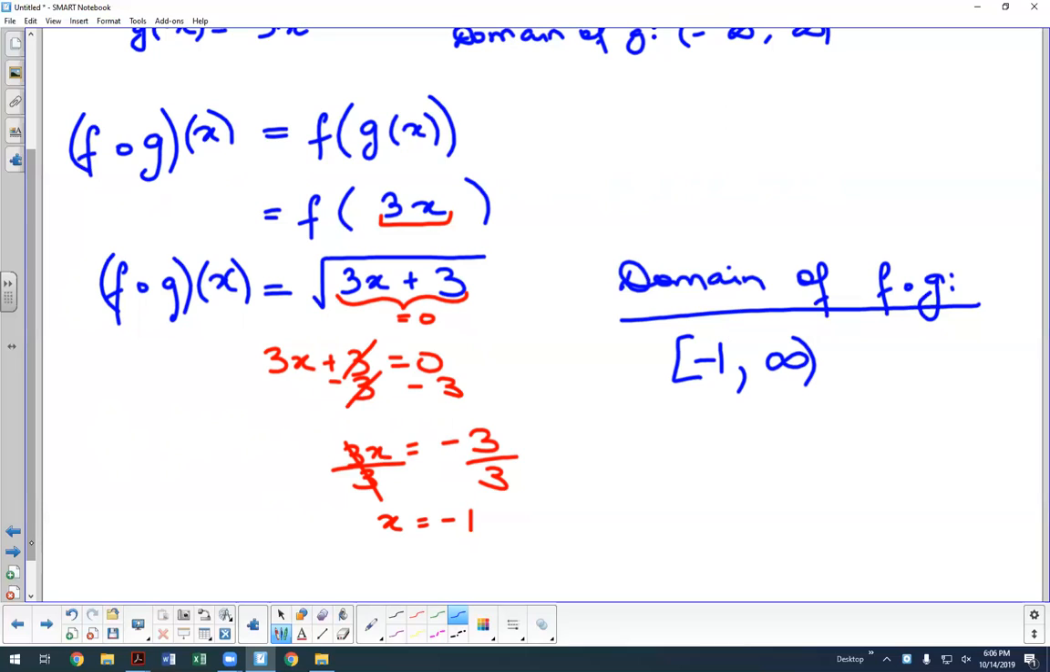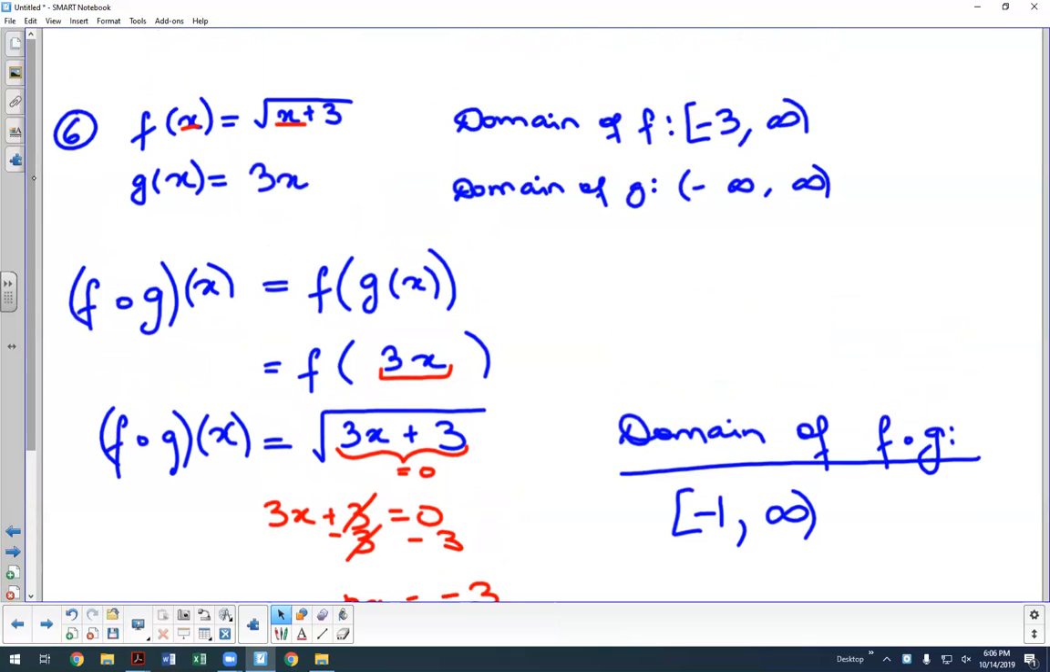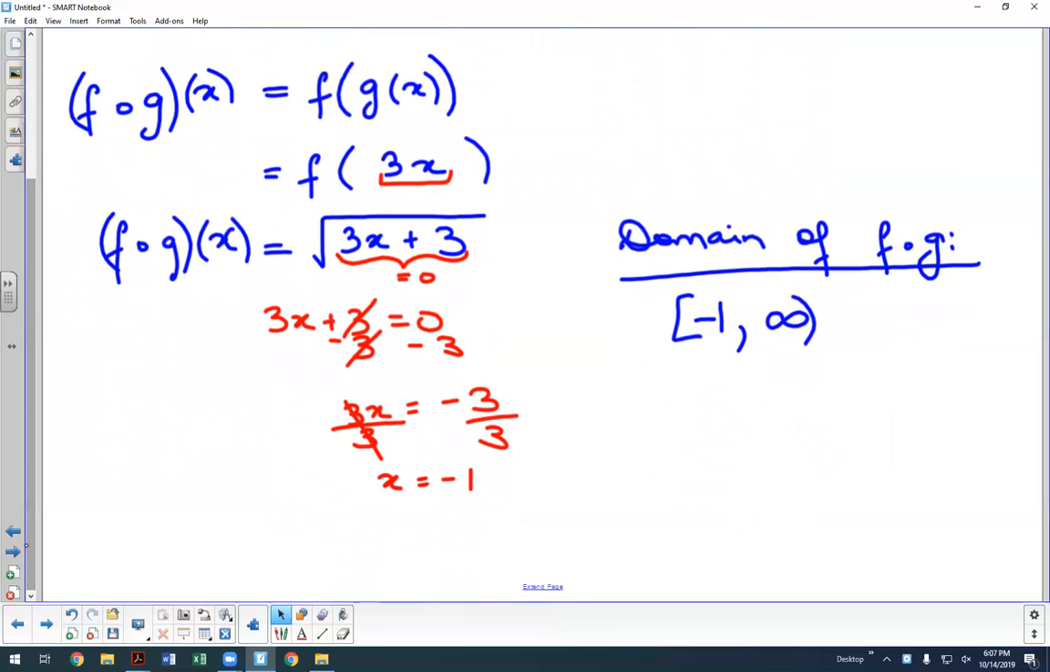So that's the easiest way to figure out what your domain is going to be when you're working inside a radical. And that's the same thing you could have also done right here, taken your x plus 3, set it equal to 0, which would have given you -3 as your starting point, and you would have had -3 to infinity. So anytime you're working with radicals, that's how to figure out where your domain is going to be. So in generic terms, our function definition for f of g is going to be square root of 3x plus 3, and then its domain is going to be from -1 to infinity. Any questions on 6?